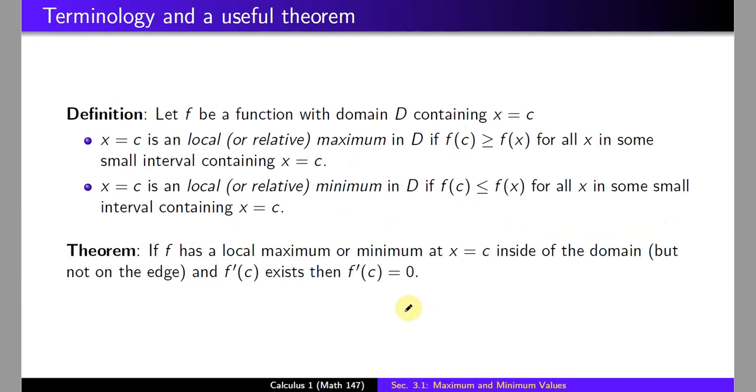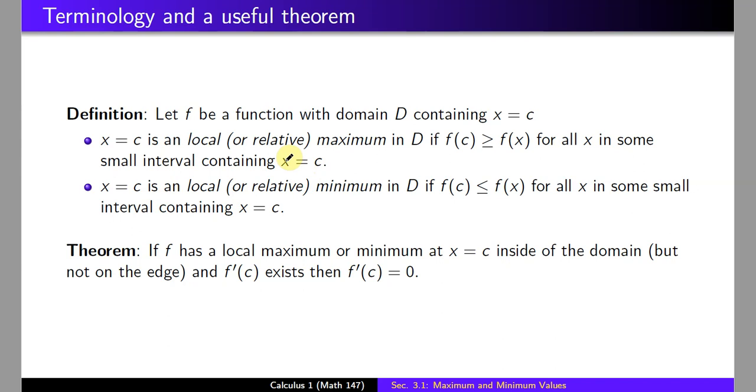Now, I also want to talk about a local or relative maximum. This book and several other books use the term local or relative kind of interchangeably. So let's start with a function f. Same setup. We have a function f with domain D containing a point x equals c. We'll say that x equals c is a local or relative maximum if the corresponding y value that you get out is bigger than or equal to all of the other y values. However, we're just looking at the y values in some small interval containing x equals c.